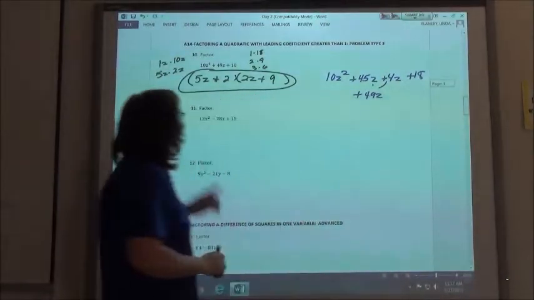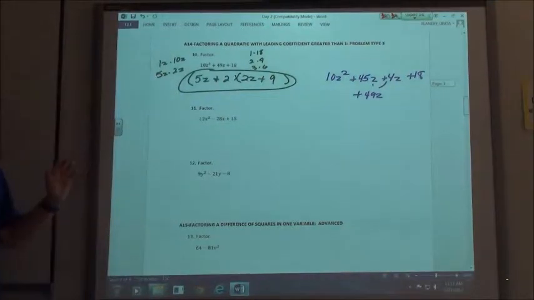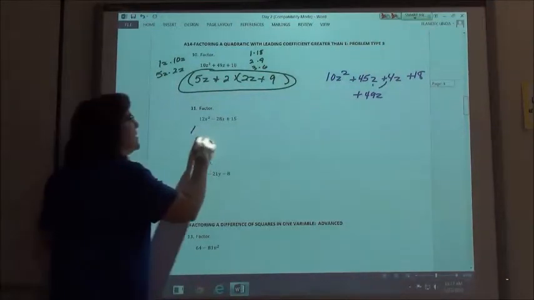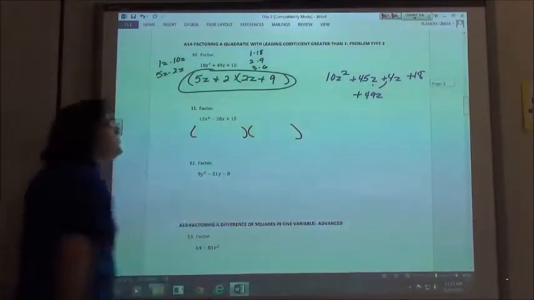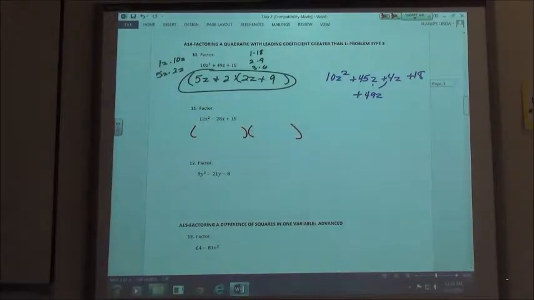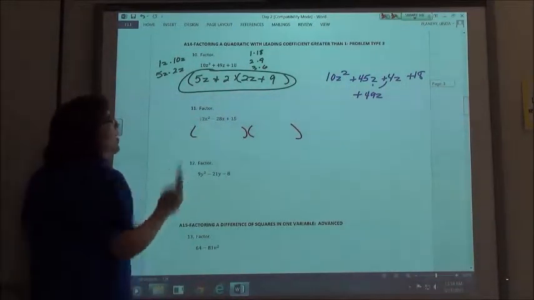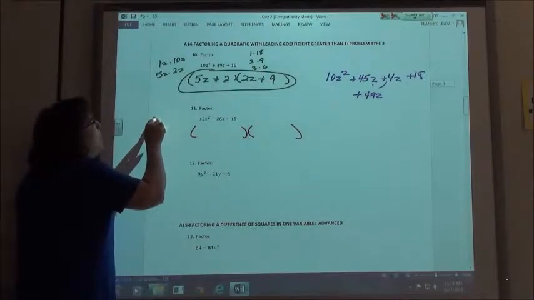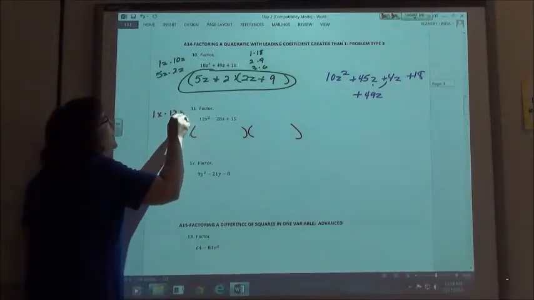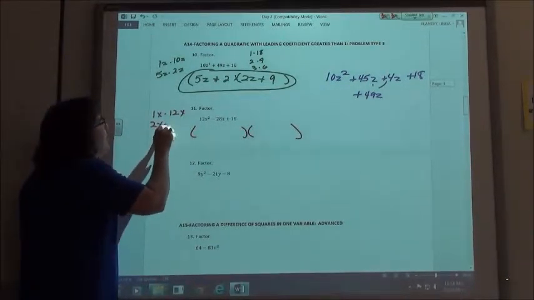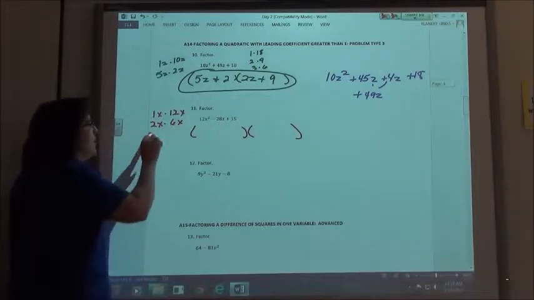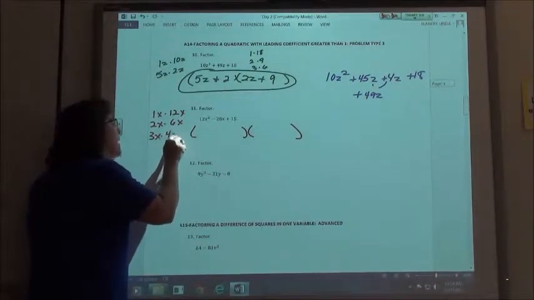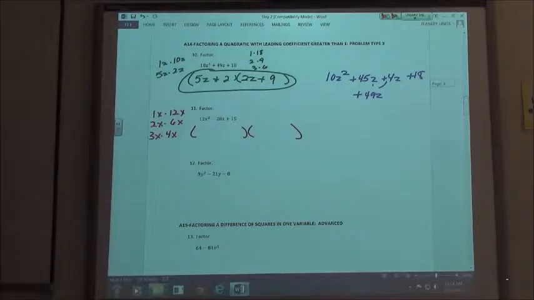So number 11, again, it tells me to factor. I've got a quadratic trinomial. It has the squared term and it has 3 terms. So good clue that it came from FOILing. Factoring my 12x squared, could be 1x times 12x, or it could be 2x times 6x, or it could be 3x times 4x. So this one has a whole lot of choices.